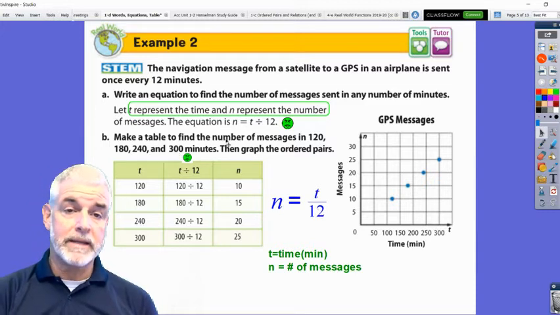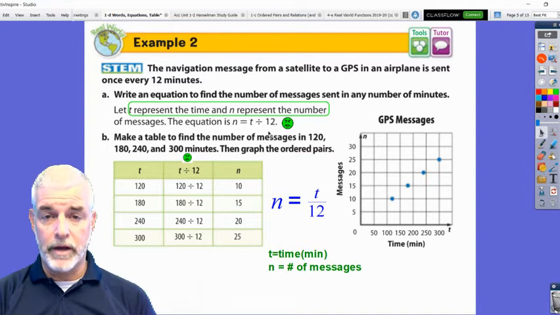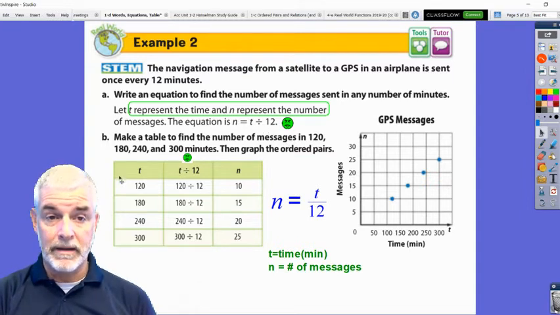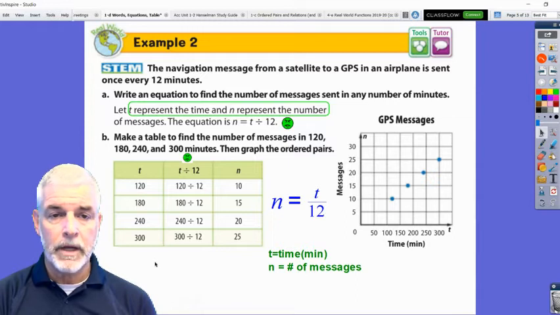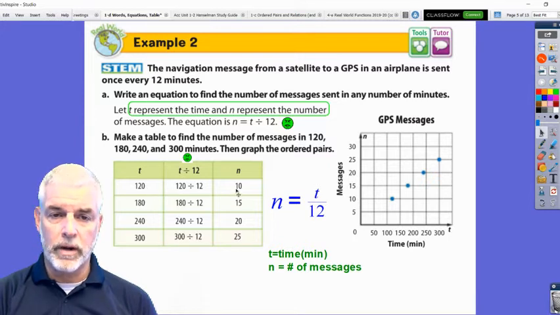Now they say make a table to find the number of messages, and they're specifying some input values for you. They're giving you the domain. These are the number of minutes we want to look at. So 2 hours, 3 hours, 4 hours, and 5 hours, basically. So then you calculate what the number of messages is in 120 minutes. Okay, so then you get 120 divided by 12, like that.